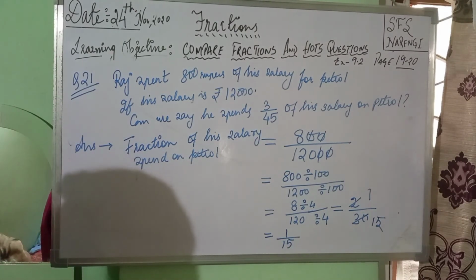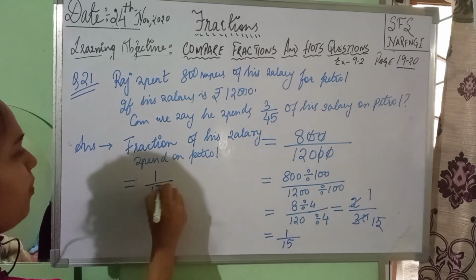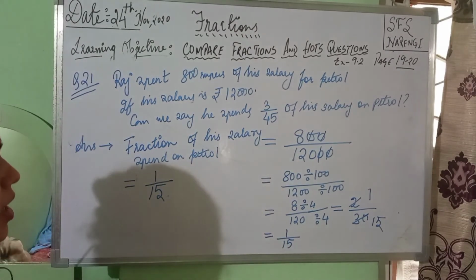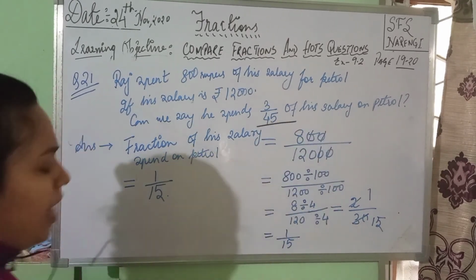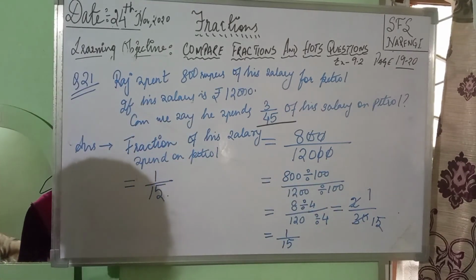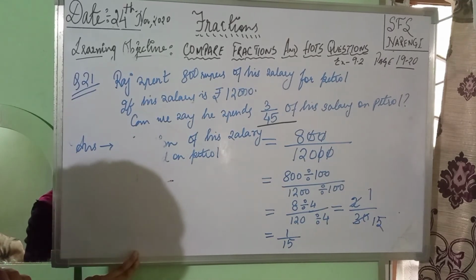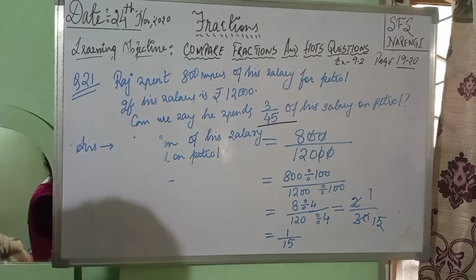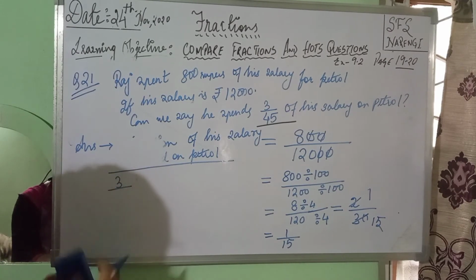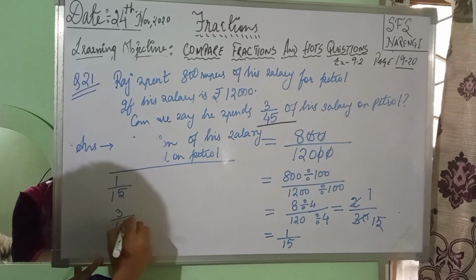Is it okay, children? So I can say that the fraction of his salary that he spends on petrol is 1 by 15. Okay. Now, what is the question? Can we say that he spends 3 by 45 of his salary on petrol? So how do I find that? Okay. So see children, I'm just writing it here: 1 by 15 and 3 by 45.